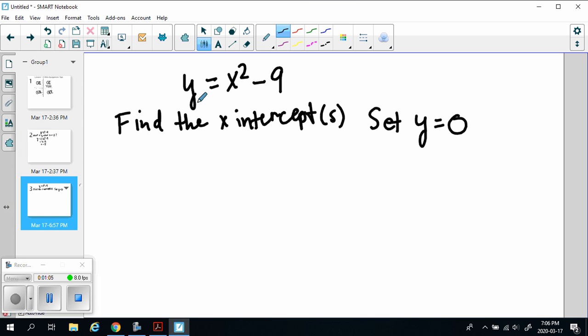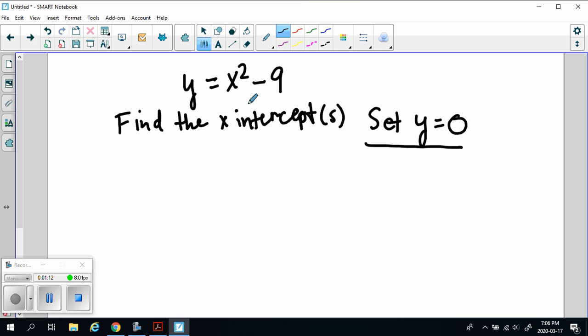The third hint is find the x-intercepts in this case. What we need to do is set y equal to 0. So we'll do that. So 0 is equal to this. And you would do that to find any x-intercepts. In this case, we're solving for x. We're going to add 9 to both sides.